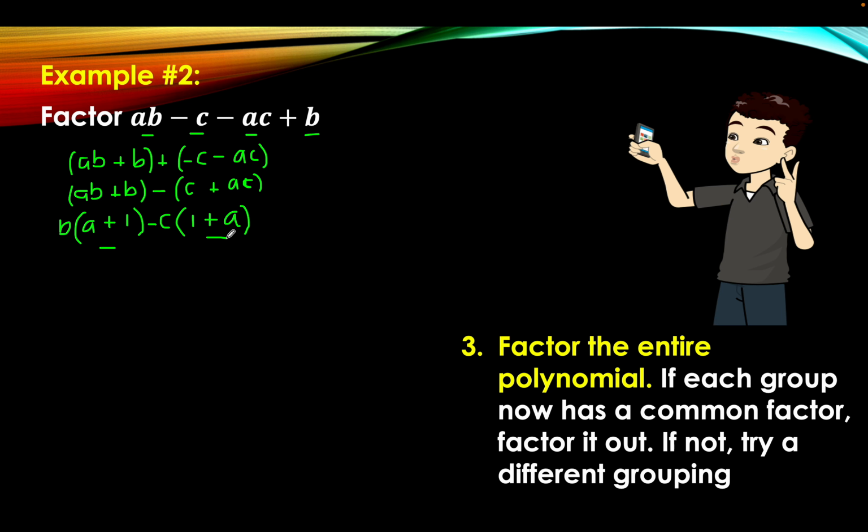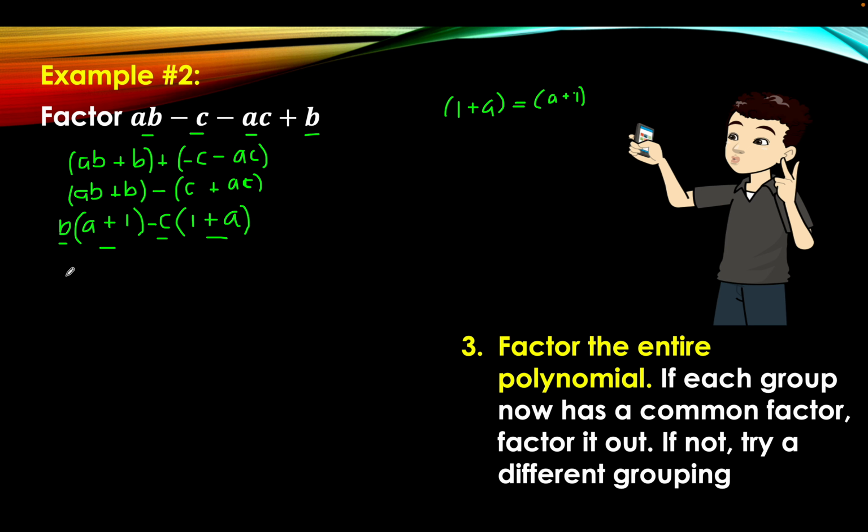Recall that addition is commutative. That means the order of the addends does not affect the sum. This means that the quantity 1 plus A can be expressed as the quantity A plus 1. So we are going to factor out now the quantity A plus 1, and that leaves us B and negative C.